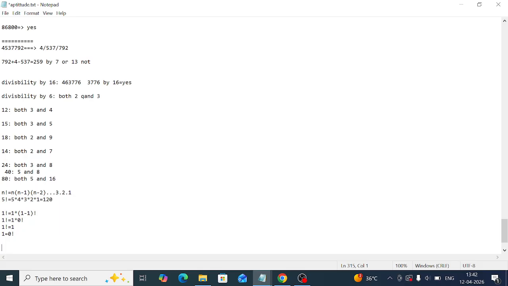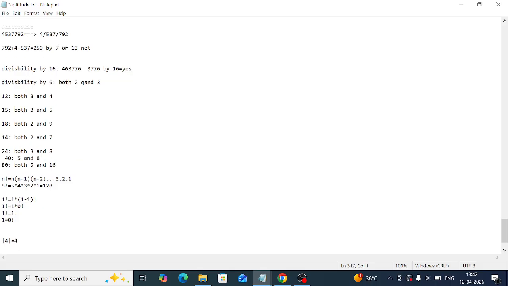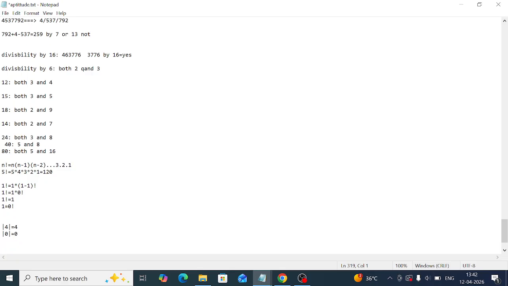Okay, next, what we need to do? See, when a number is positive or 0, that means x greater than or equal to 0, then for suppose modulus of 4, what is the answer? 4 only. Modulus of 0, the answer is 0 only.